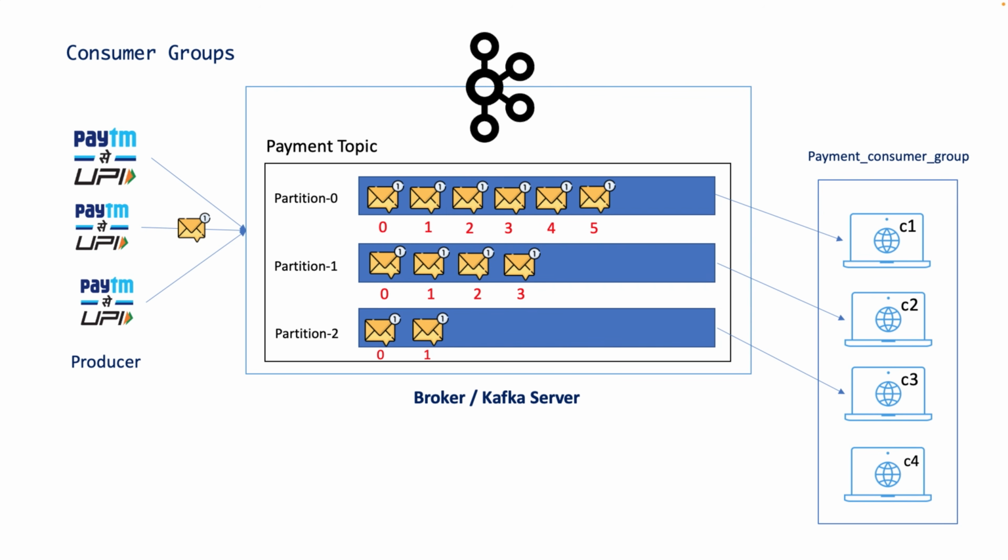But in case any consumer instance fails or goes off, then C4 will get a chance to connect with a partition. This concept is called consumer rebalancing. Don't worry, I will cover this part in the coming session.